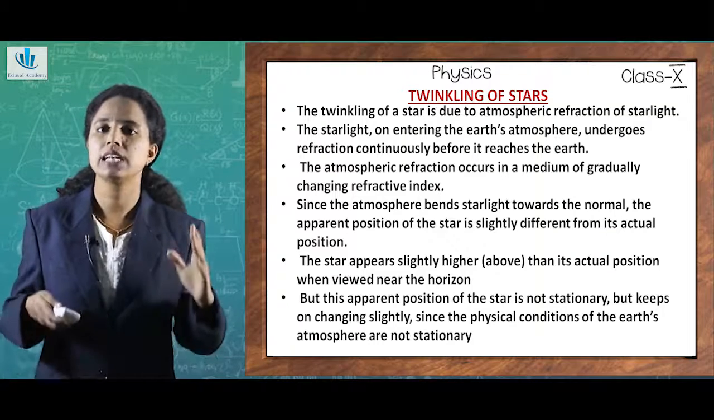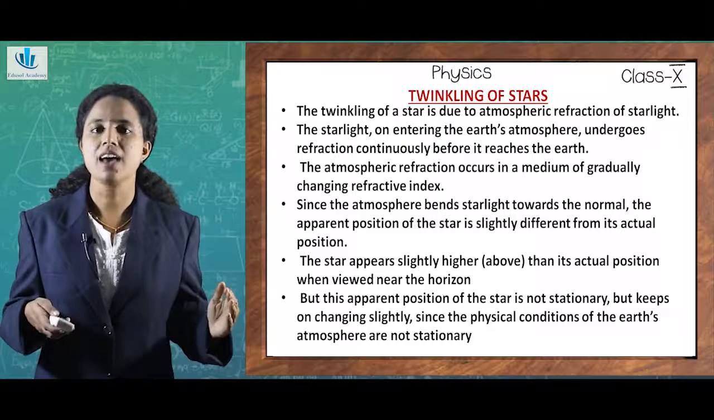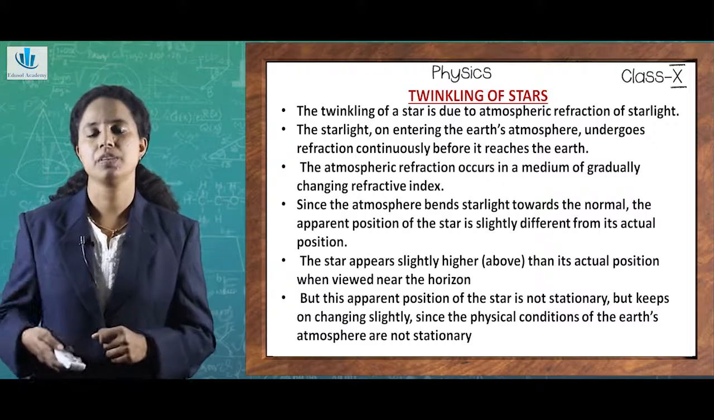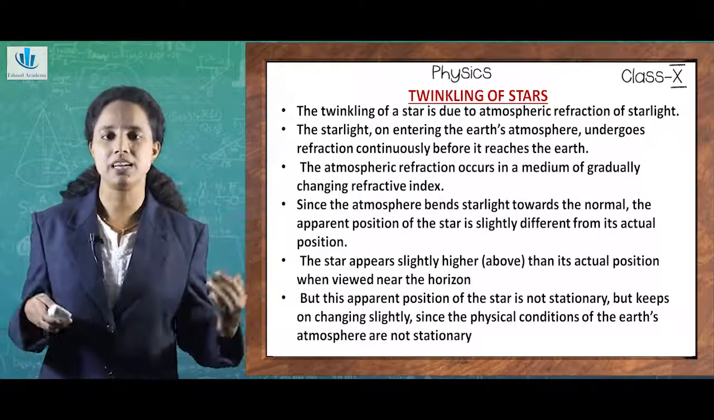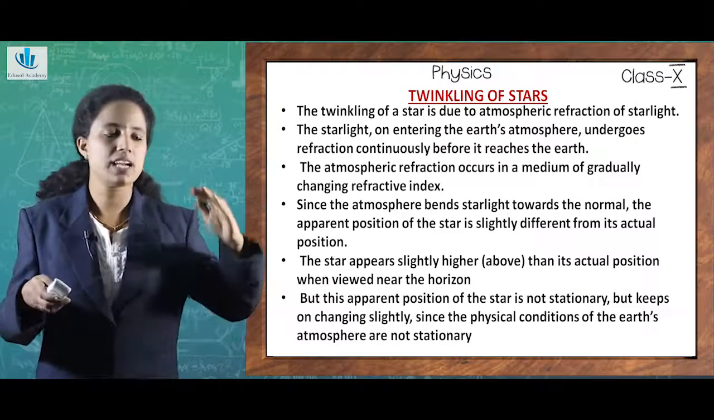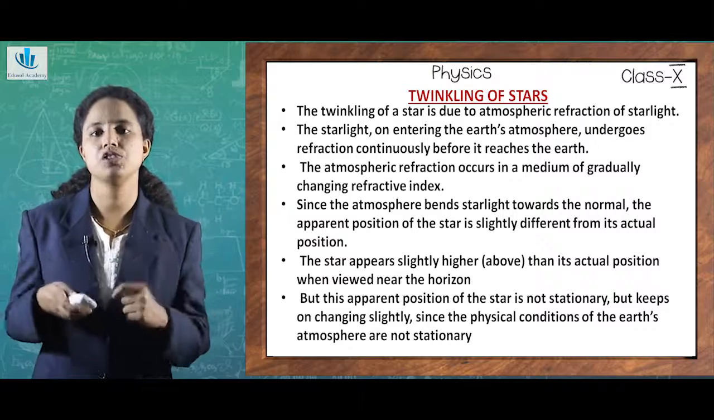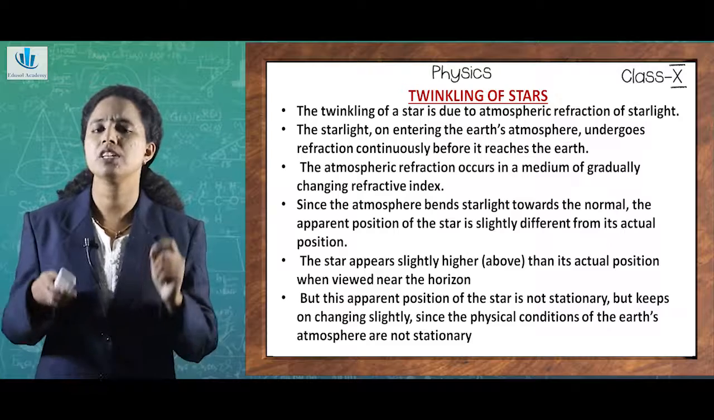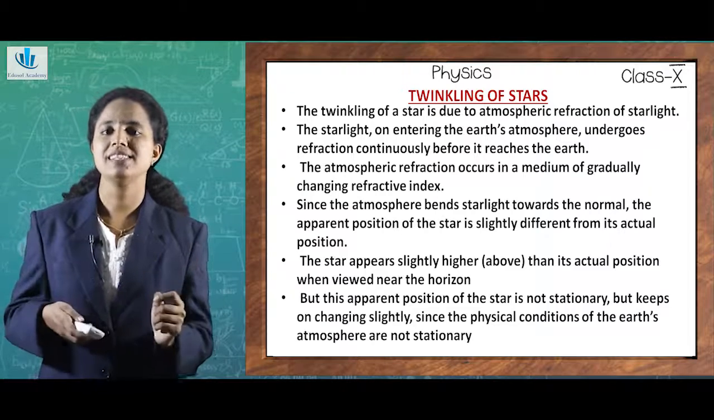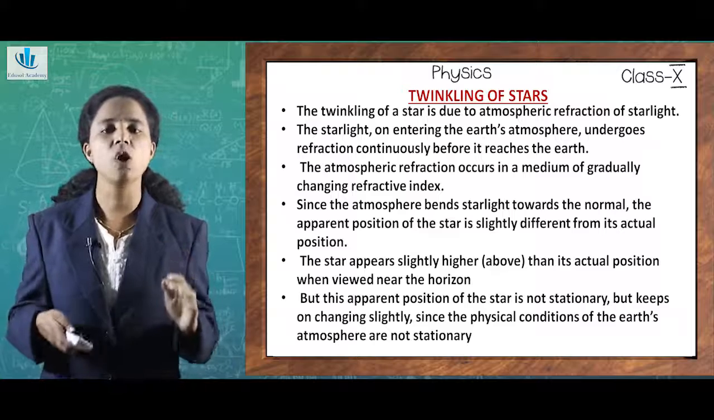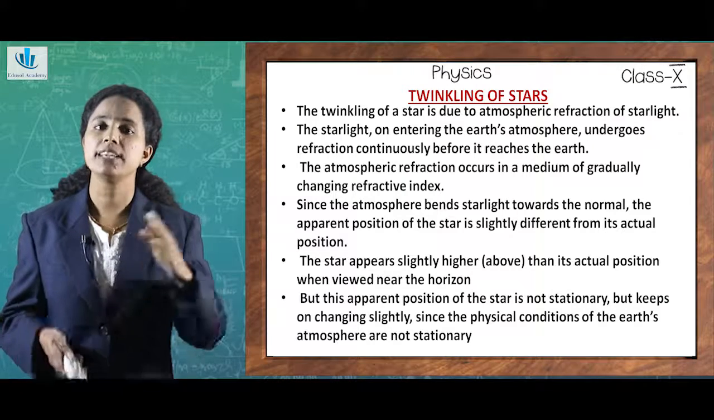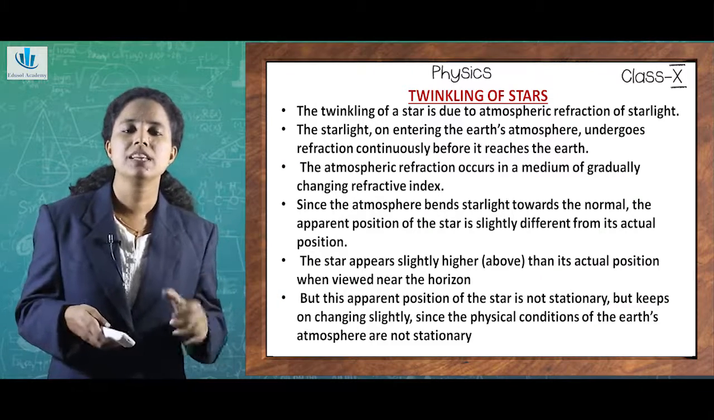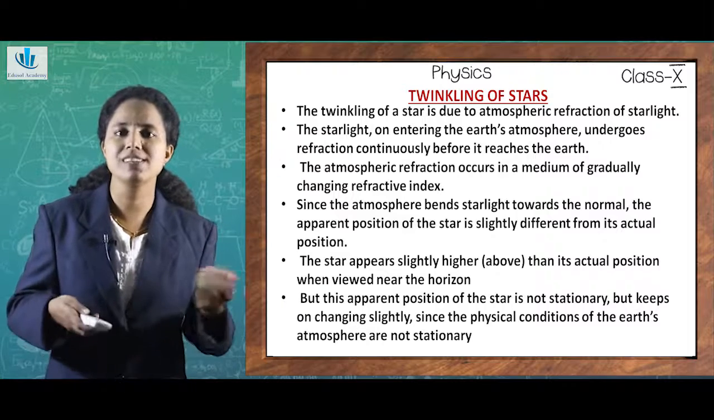Due to this, there is an apparent position of the star. The star has an apparent position that is different from its actual position. For us observing from Earth, the star will appear slightly higher or above its actual position when we view it near the horizon. But is this apparent position always the same? No. The apparent position of the star is not stationary; it keeps on changing slightly. Why is it so? It's because the physical conditions of Earth's atmosphere are not stationary, isn't it?